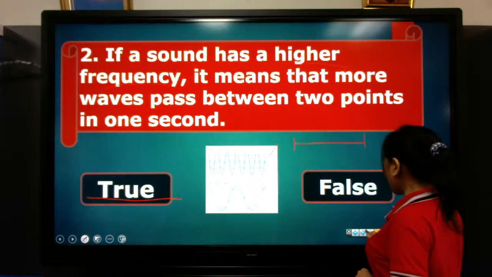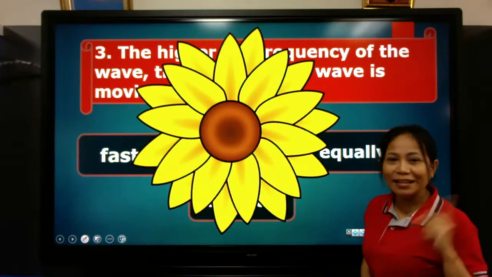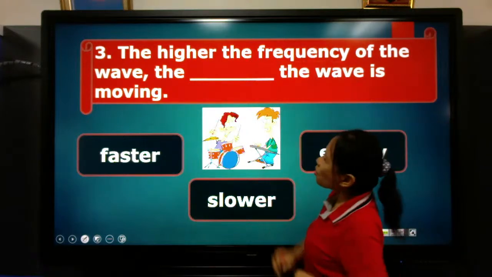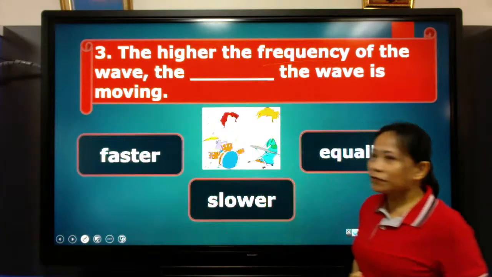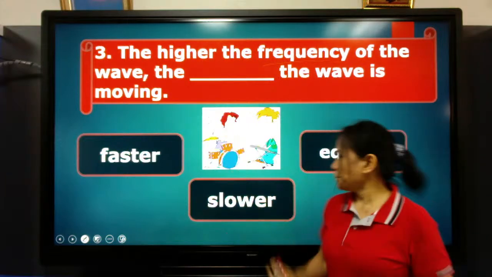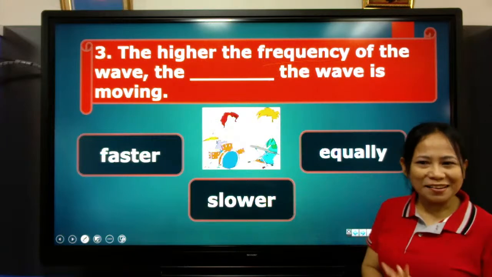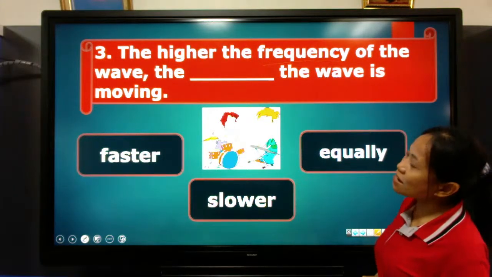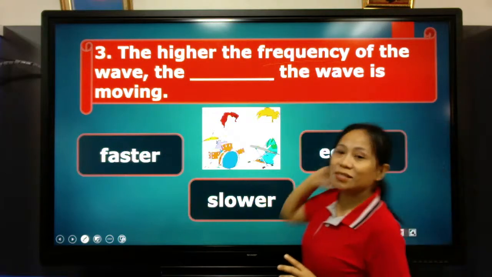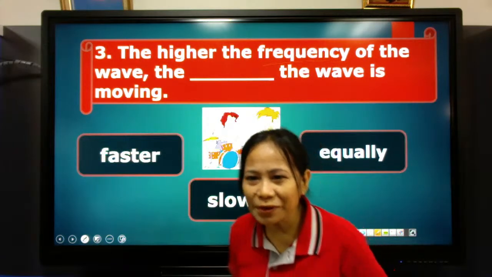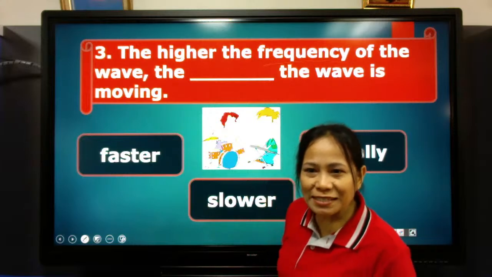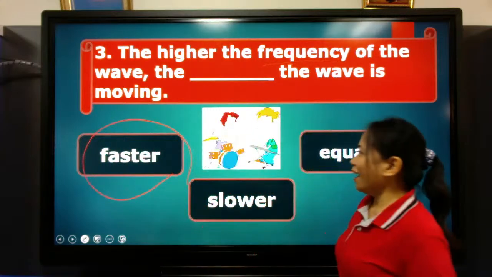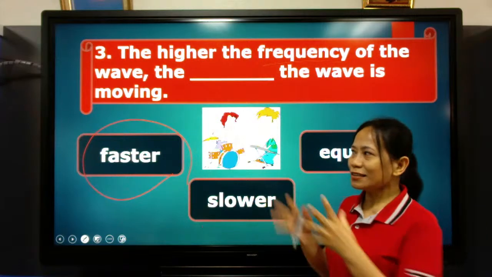We have a last question for our review before we proceed to our proper lesson. Question number 3. The higher the frequency of the wave, the wave is moving. Is it faster, slower, or equal? What is your answer? Who gets the first answer? It is 5/6, number 12. You get the correct answer. Of course, faster.